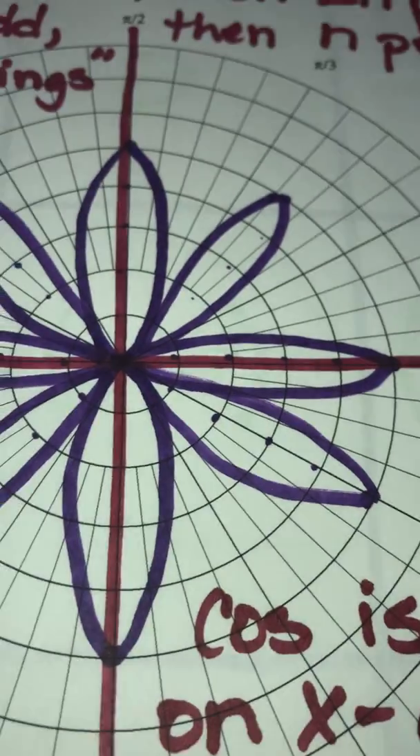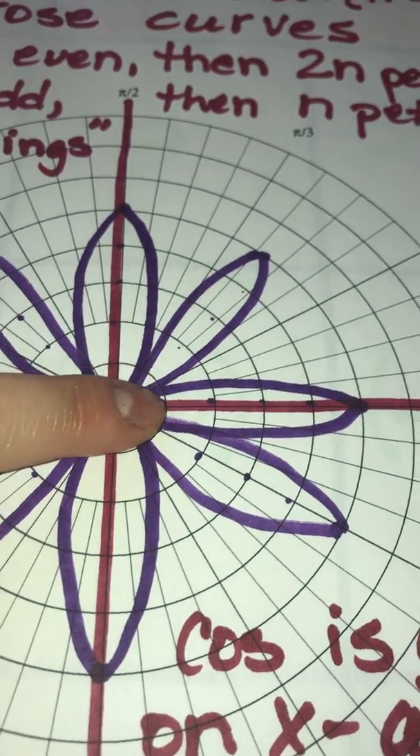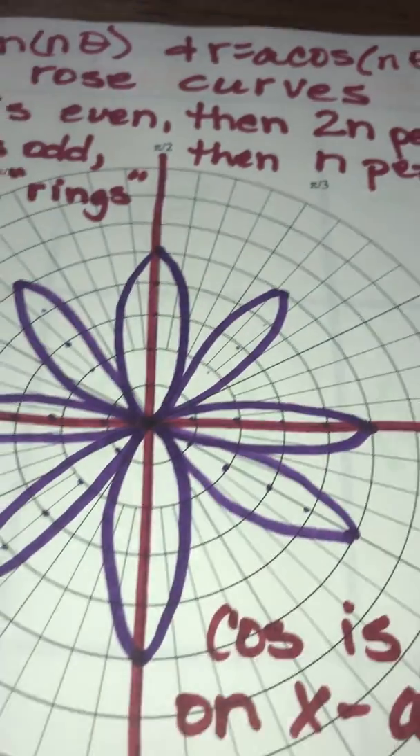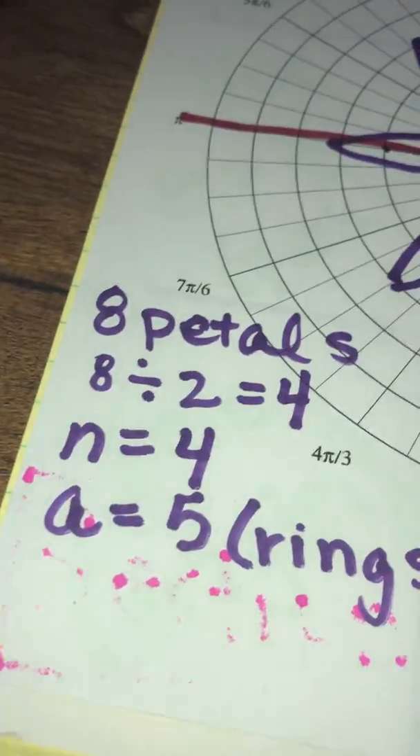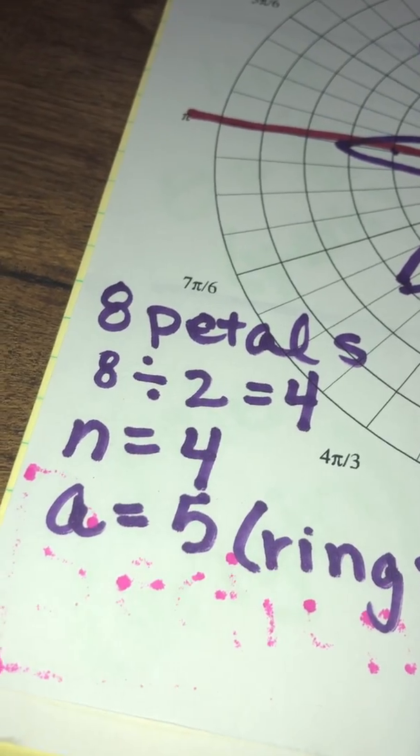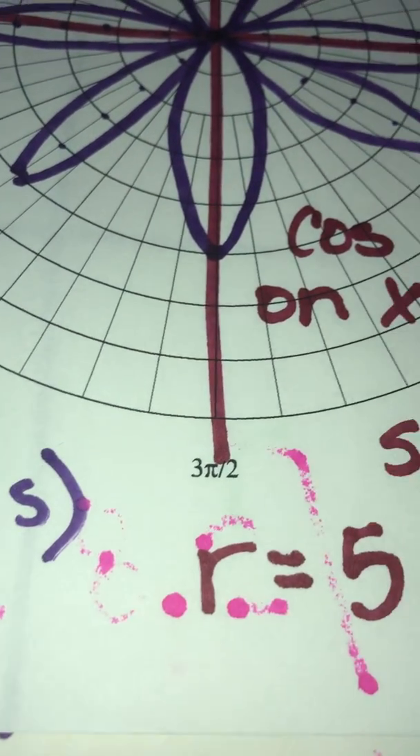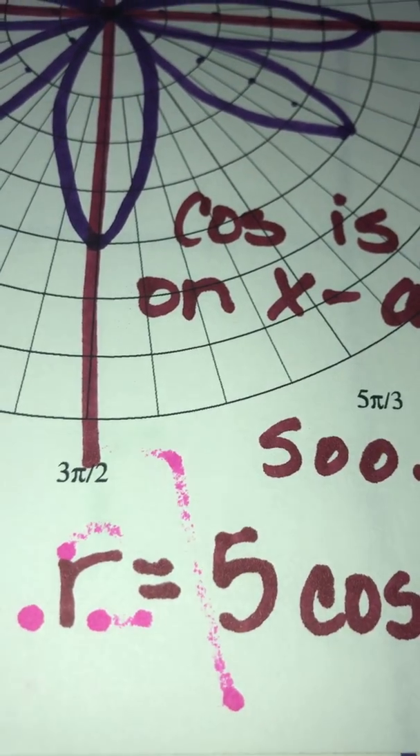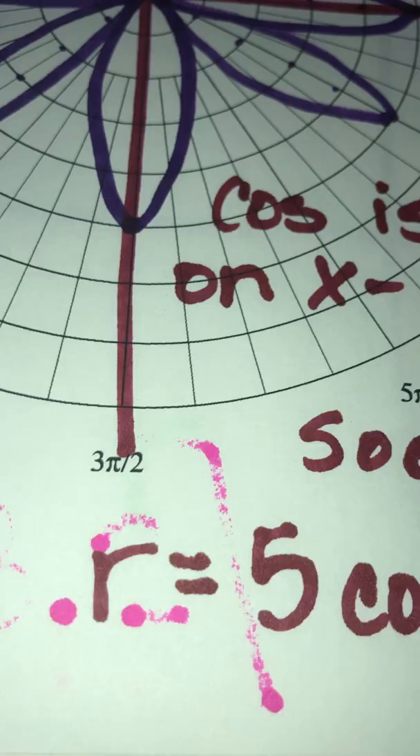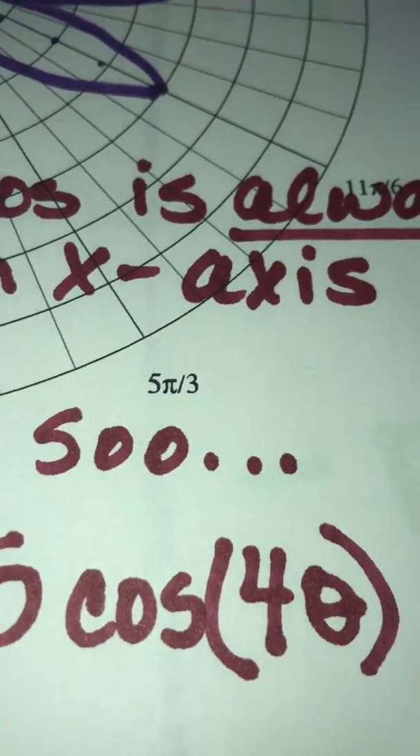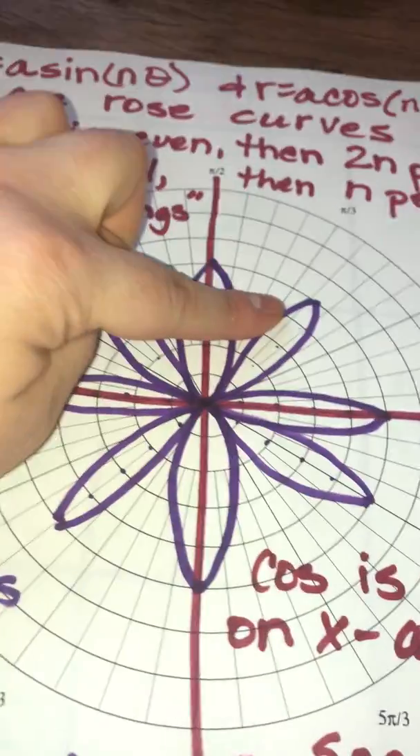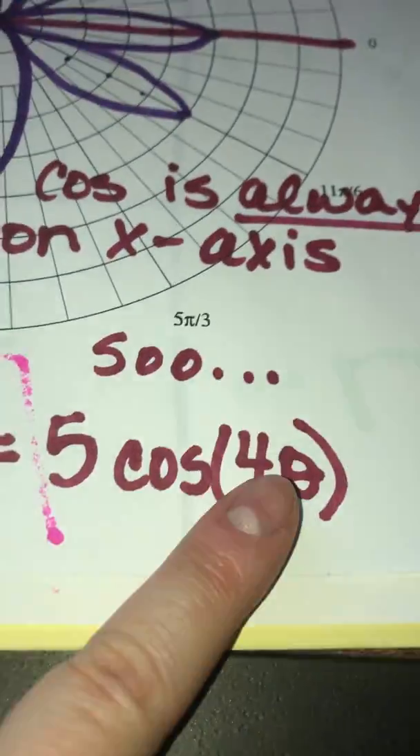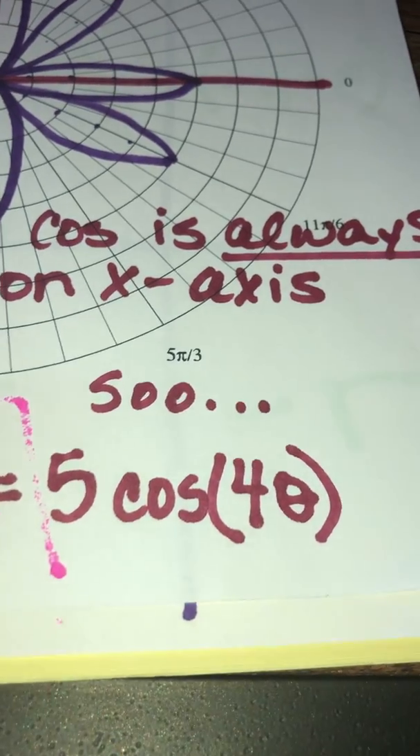So let's see how far this goes out. How many rings? 1, 2, 3, 4, 5 rings. So a is 5. So let's put it all together. It's r equals 5, because there's 5 rings, cosine, because there's a petal on the x-axis, 4 theta, because when you have an even amount of petals, you divide by 2 to get that number in the theta. Okay, let's keep going.